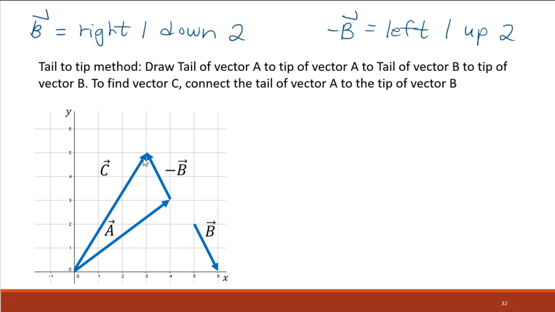So same tip to tail method. Tail of vector A to tip of vector A. Connect this negative b right away to the tip of A. So I'm being asked, what is vector C? Vector C equals A minus B. Then the tail of vector negative b to the tip of vector negative b. To find vector C, I'm going to connect the tail of vector A to the tip of vector negative b. So that's how I find vector C.